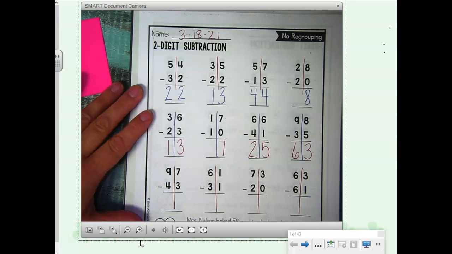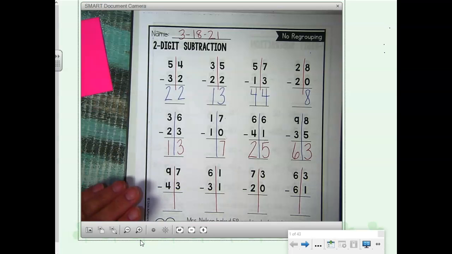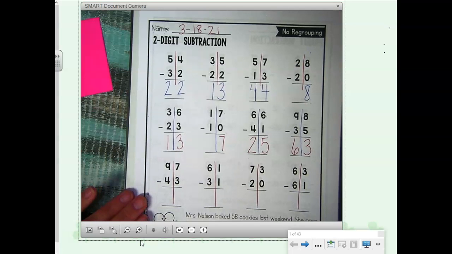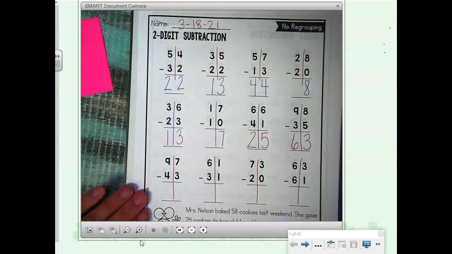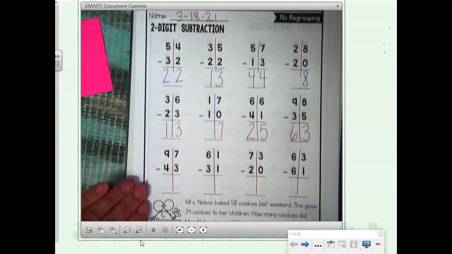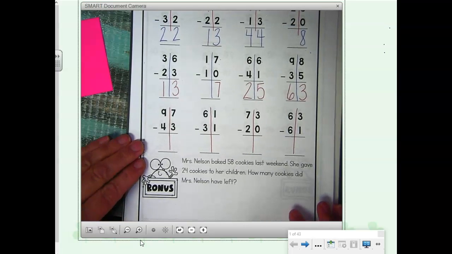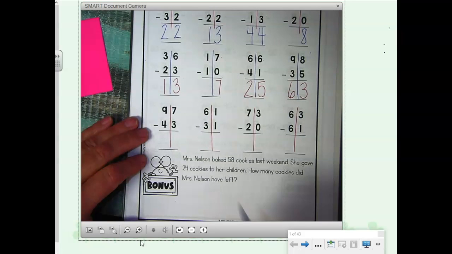And these last 4 problems. All right, we're going to do Froggy's bonus. Are you ready? I'm going to move up from the date. All right, here we go. Miss Nelson baked 58 cookies last weekend. She gave 24 cookies to her children. How many cookies did Miss Nelson have left?